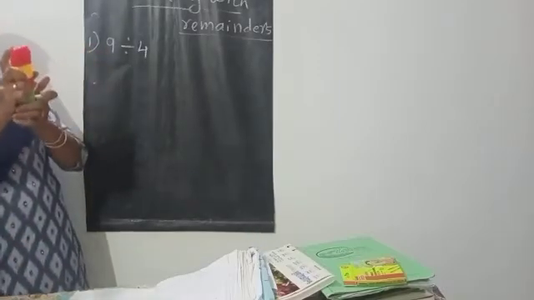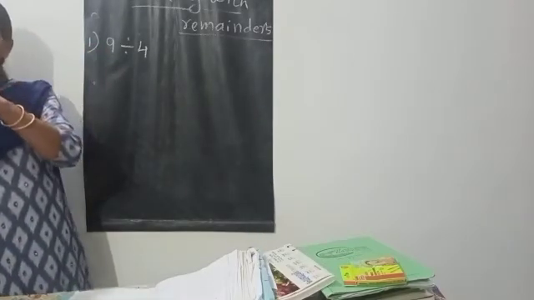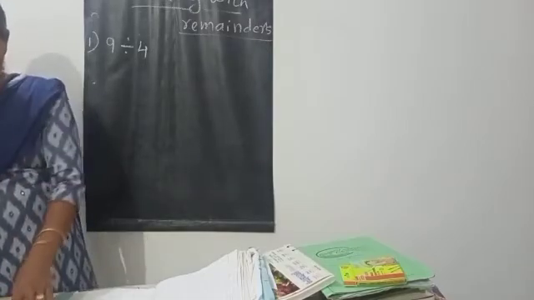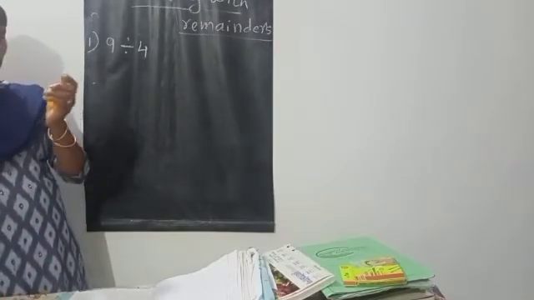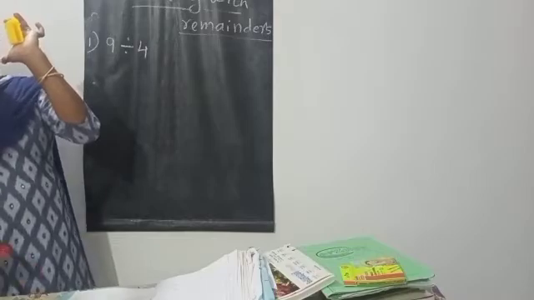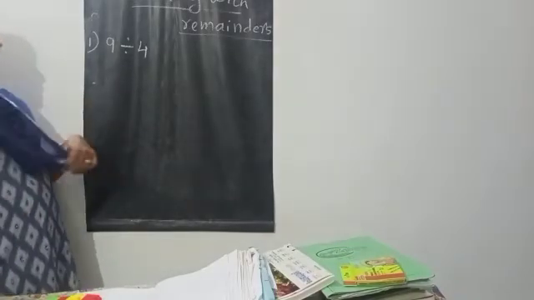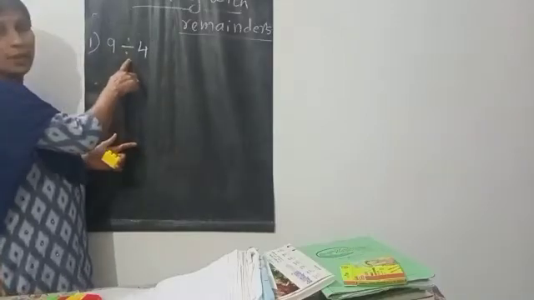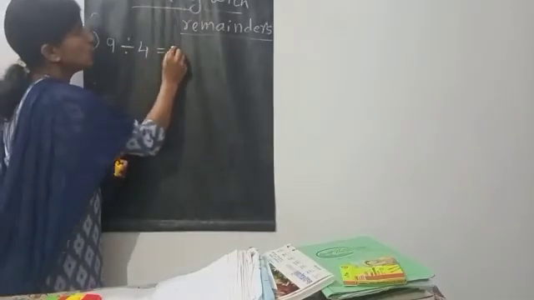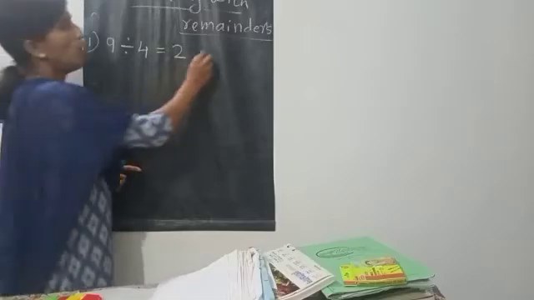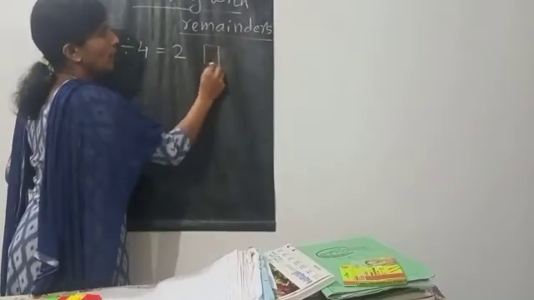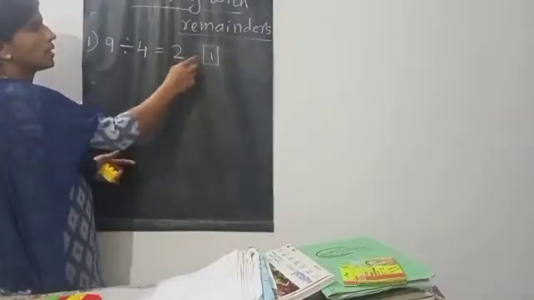Then again I took one more time 4. 1, 2, 3, 4. Then 1 is remaining. So we can say 9 divided by 4 is equal to 2 and 1 remainder. Remainder is 1.